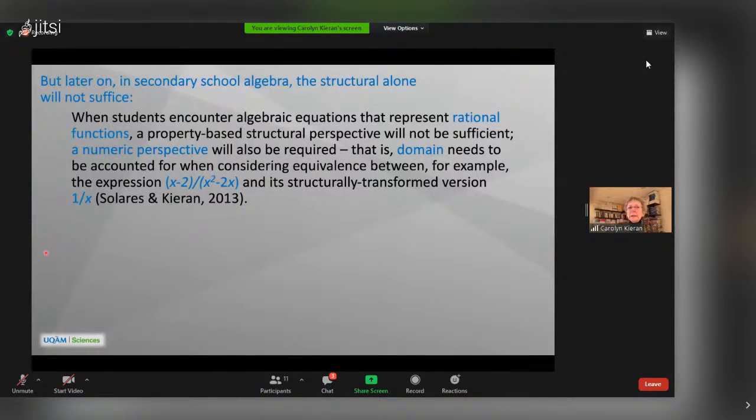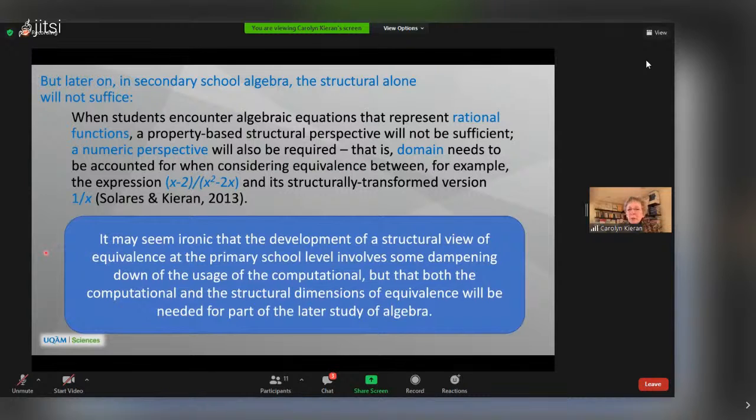But later on in secondary school algebra, the structural alone will not suffice. When students encounter algebraic equations that represent rational functions, a property-based structural perspective will not be sufficient. A numeric perspective will also be required. That is, domain needs to be accounted for when considering the equivalence between, for example, the expression x minus 2 over x squared minus 2x, and its structurally transformed version, 1 over x.